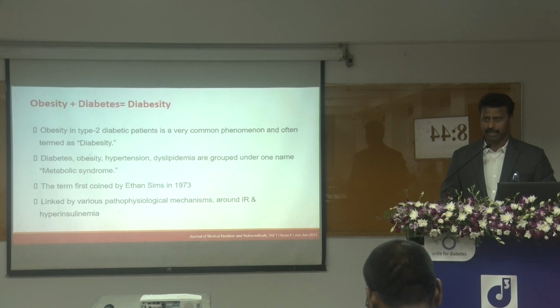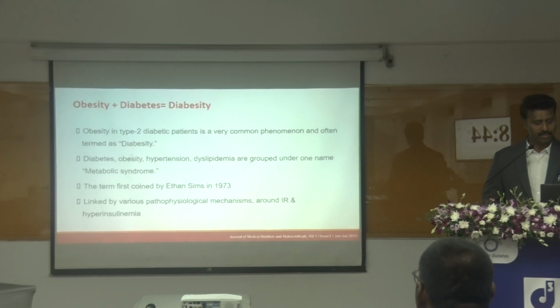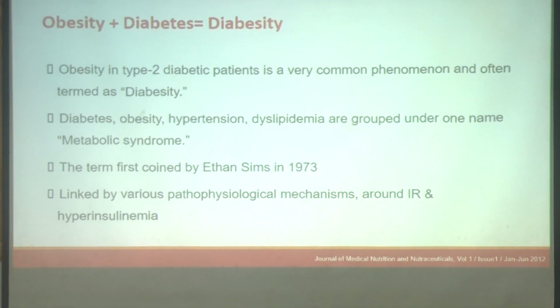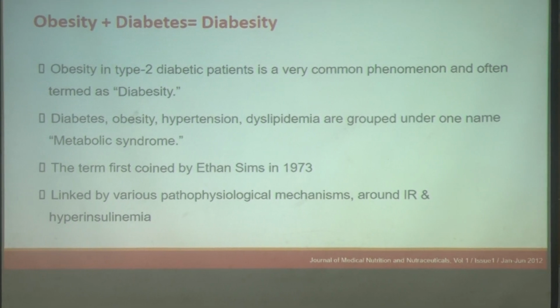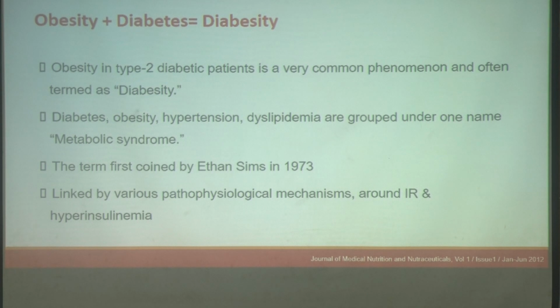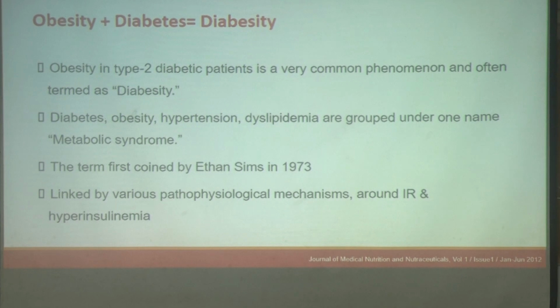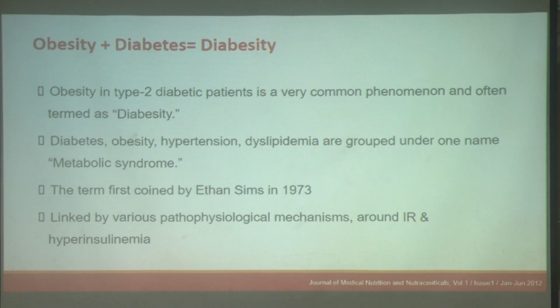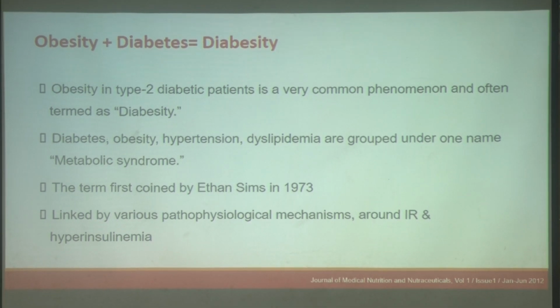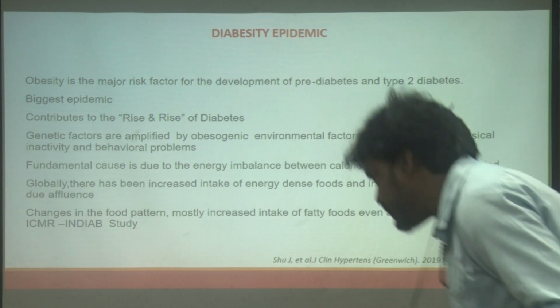Of course, many people may get a bit confused about what is metabolic syndrome and what is diabesity. Diabesity is nothing but the occurrence of obesity in a diabetic individual, whereas the constellation of other things, for example a patient with central obesity, visceral adiposity, hypertension, increased triglyceride and decreased HDL, we group under the terminology metabolic syndrome. I'm going to dwell on how they are interlinked, and there are many pathophysiological mechanisms, mainly around insulin resistance and hyperinsulinemia. So it's a big challenge for all of us.